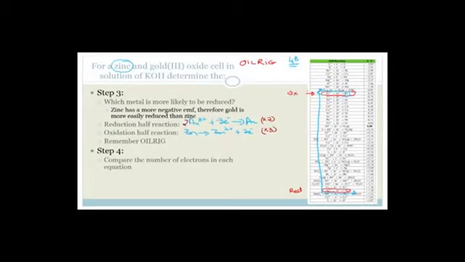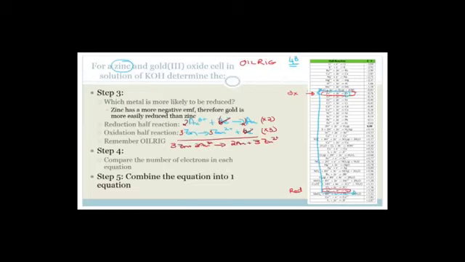This would be 2Au3+ plus 3 times 2, which is 6 electrons, goes to 2Au. This is 3Zn goes to 3Zn2+ plus 6 electrons. Then if you balance it, you get 3Zn plus 2Au3+ plus 6 electrons, but the electrons cancel, so it goes to 2Au plus 3Zn2+. Okay, right, so there we've balanced it. Now it says combine the equations into one.